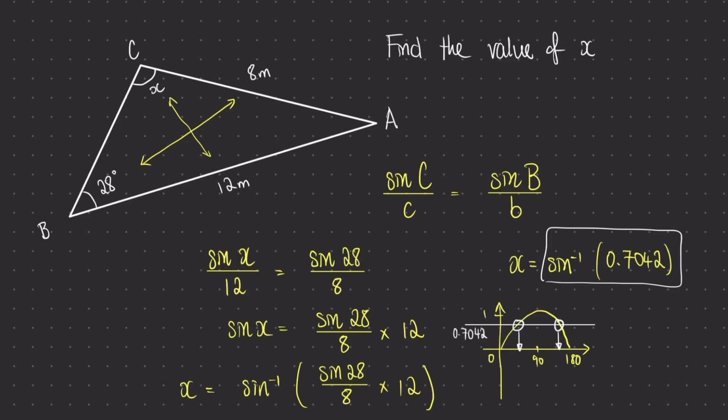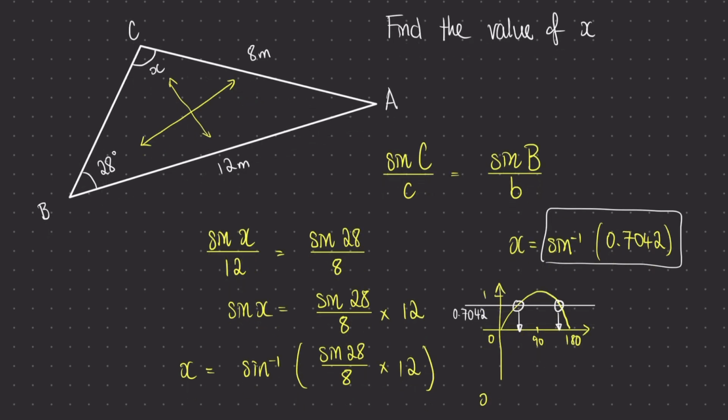So whenever you're using the sine rule and you're looking for that angle, remember to do a quick sketch of the sine graph between 0 and 180 degrees. Use a horizontal line to label what is on the inside of your inverse sine function. Find those two intersection points, and what we're going to do next is solve this inverse sine function in our calculator to find the first value. The value that we get is x is 44.77.